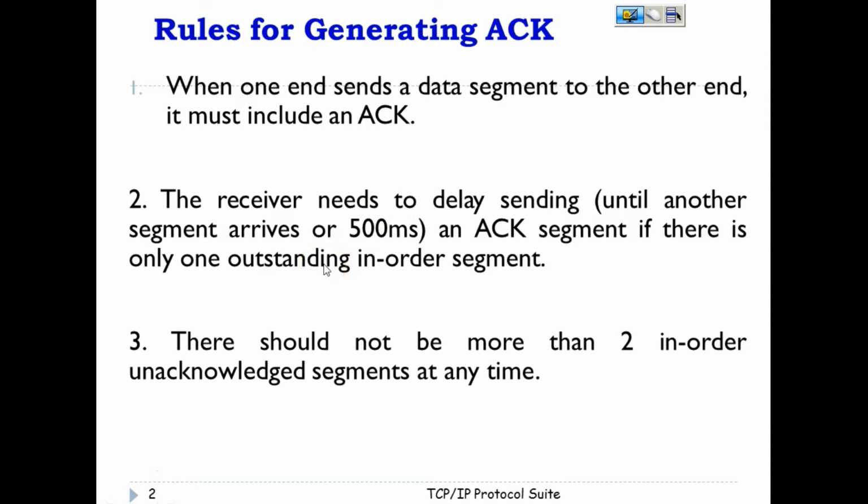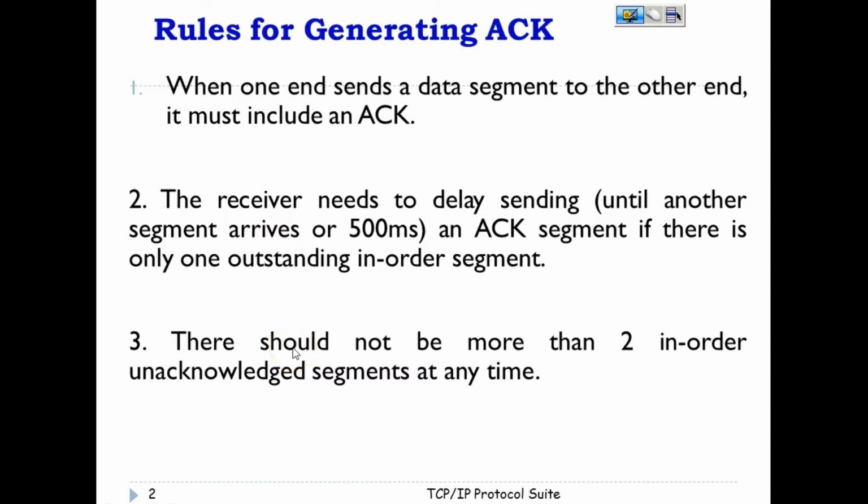Rule number two says that there is no need to immediately send an acknowledgement when an end receives a packet, but it has to wait for 500 milliseconds. This is called the acknowledgement timer. This is to avoid extra traffic in the network. So whenever a packet reaches any end, there is no need to immediately acknowledge this arrival, but it has to wait for 500 milliseconds, and after this time the acknowledgement has to be sent.